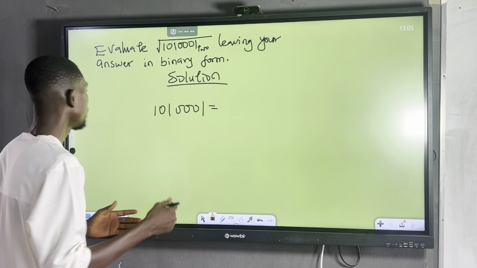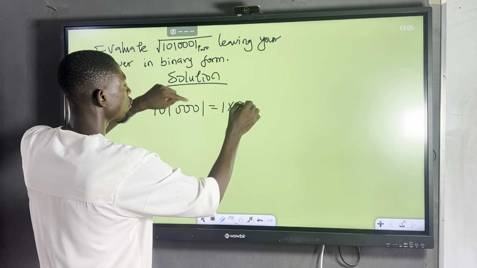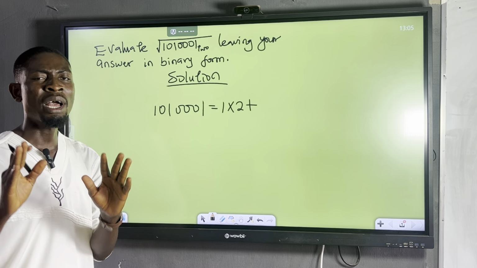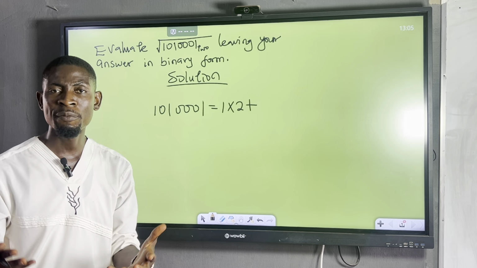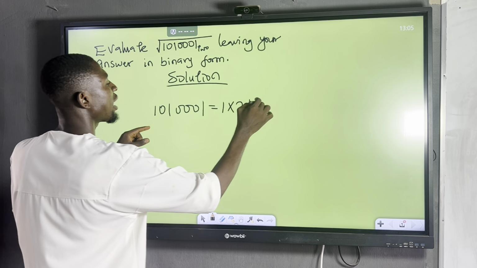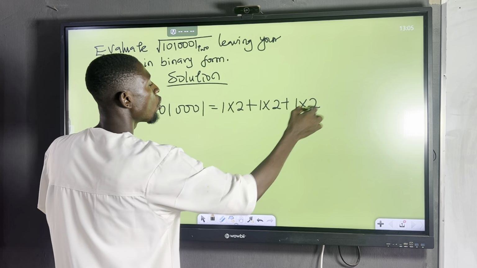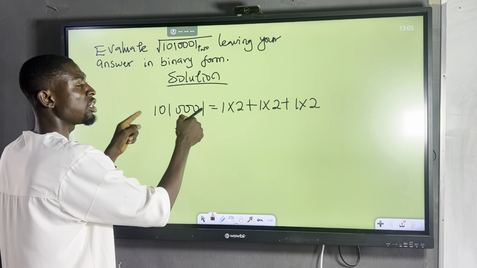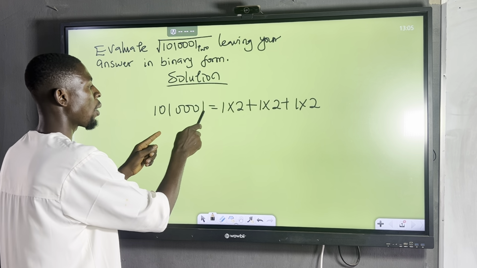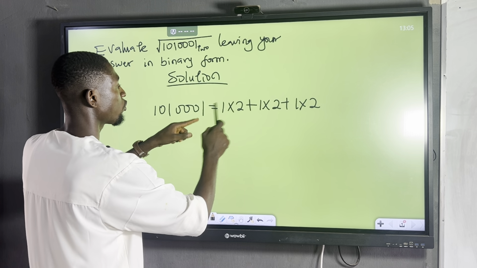To base 10, which will have 1 times the base. What's the base? 2 plus. Let me even teach you. I believe that you are coming across this video and you already have a knowledge of binary. I will make it 1 times 2, 1 times 2, and 1 times 2. Why? How many non-zero digits do we have here? We have 1, 2, 3. So this is 1 times 2, this 1 times 2, and this 1 times 2.